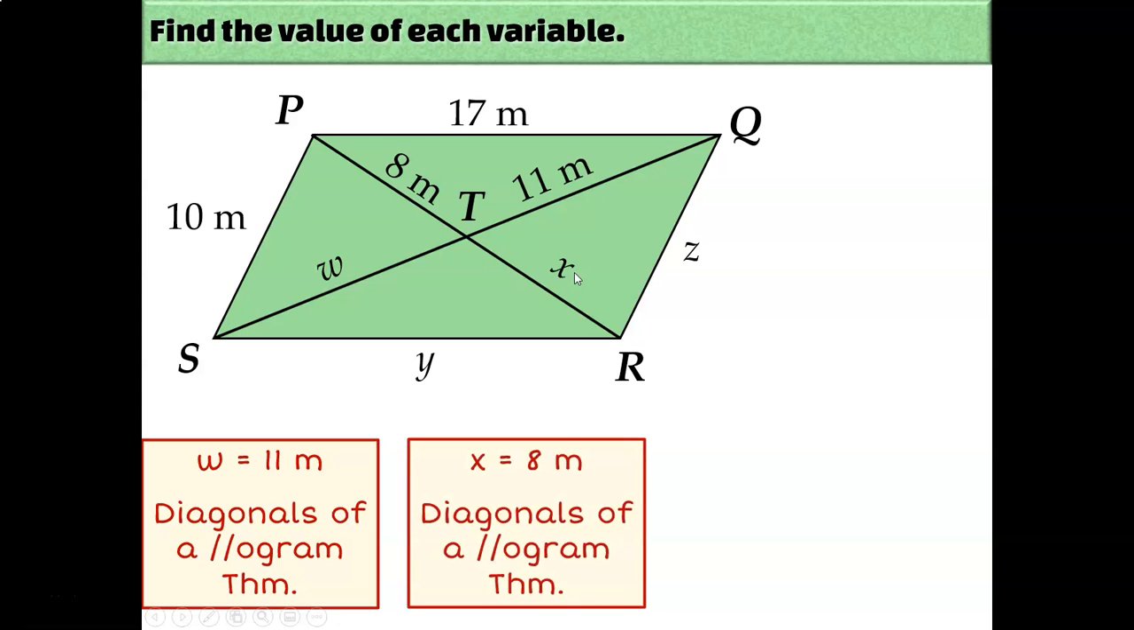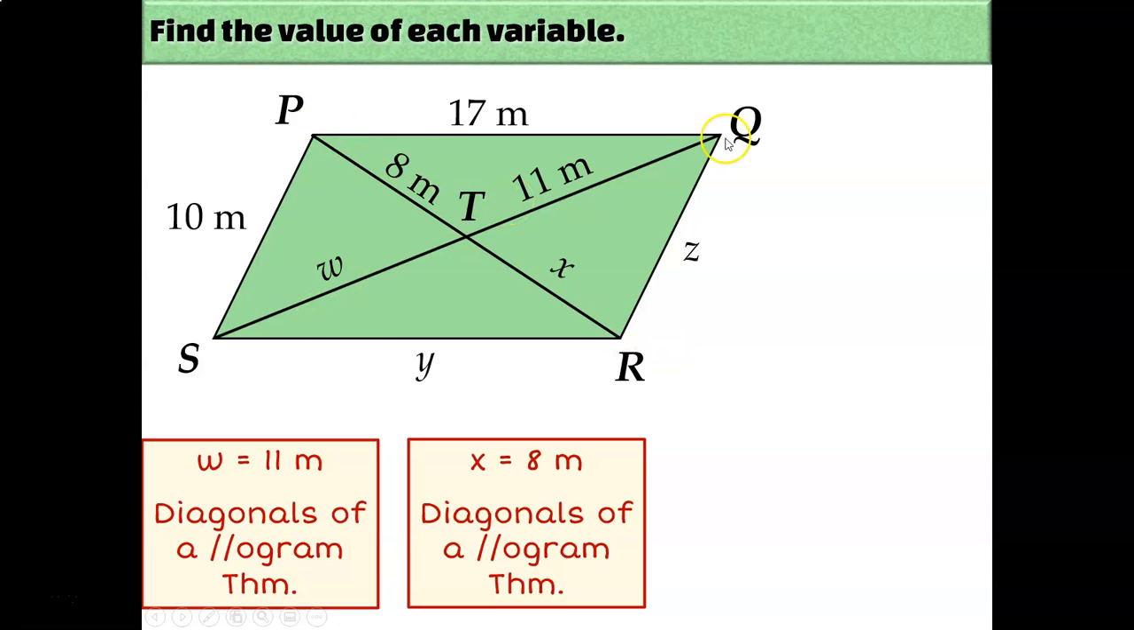X would have to be 8 for the same reason. So again, I just want to re-emphasize the fact that the diagonals of a parallelogram are not equal to each other. They bisect each other. So this diagonal, PR, would be a total of 16, right? Because 8 and 8 is 16. And this diagonal, SQ, would be 22, because 11 and 11 is 22.